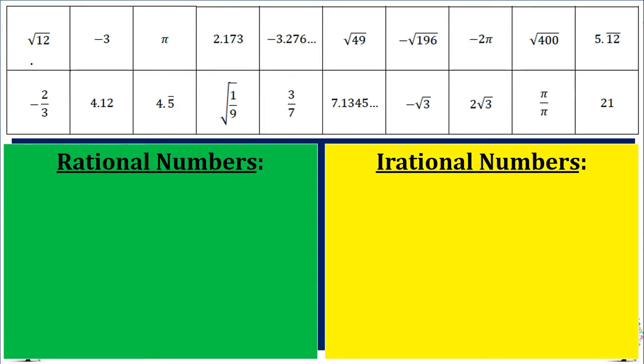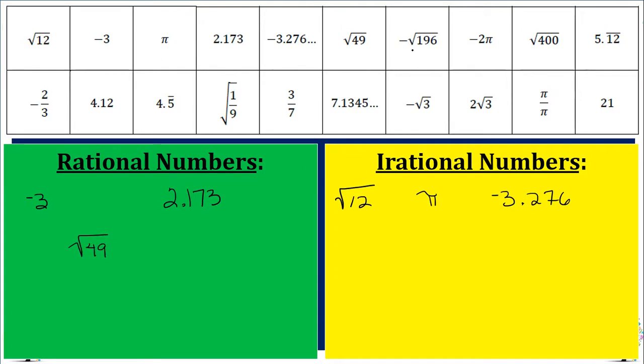Let's start out with the square root of 12. It's not a perfect square. If we put it in the calculator, it would be a decimal that goes on forever without repeating. -3, that is rational. Pi is irrational. 2.173 is a terminating decimal. It comes to an end. We could write it as a fraction. -3.276... that goes on forever without repeating. It is irrational. The square root of 49 is really 7, so it is rational.